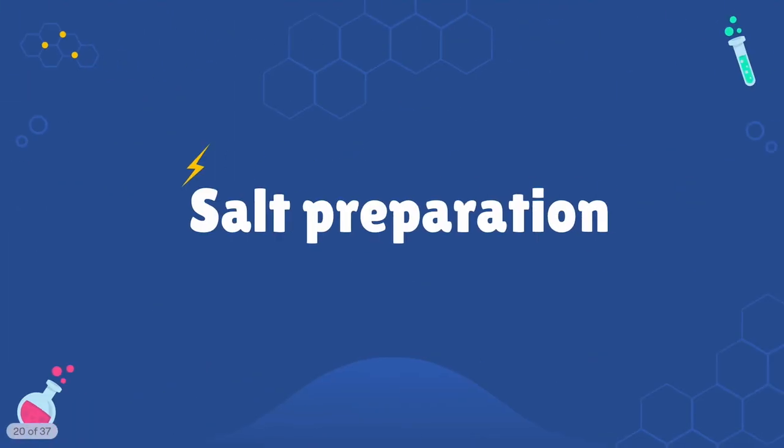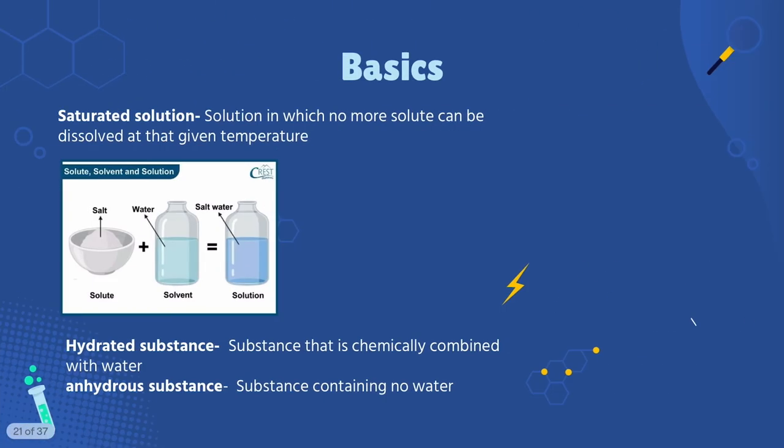Moving on, salt preparation. So we saw that this is the last part of our syllabus. The basics of salt preparation. What is a saturated solution? A saturated solution is a solution in which no more solute can be dissolved at that given temperature. Here we see that this is a salt, that's a solvent, and that's a solution. A hydrated substance is a substance that is chemically combined or bonded with water, while an anhydrous substance is a substance that contains no water.